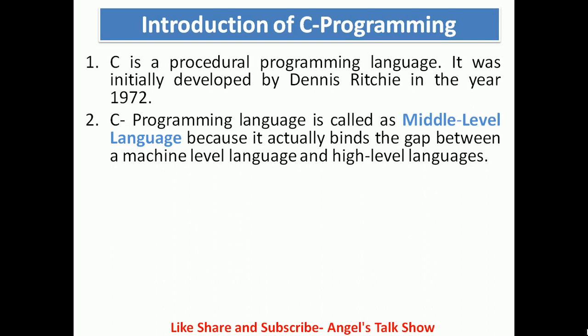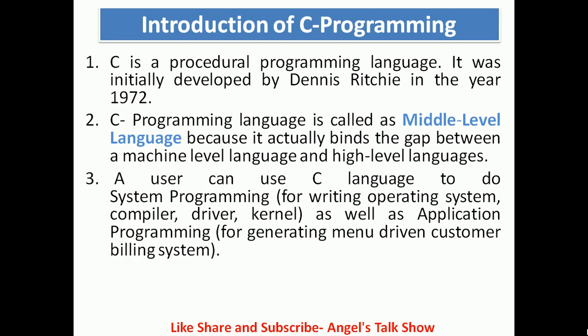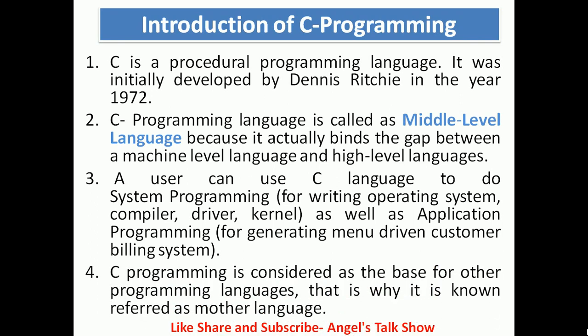A user can use C language to do system programming and can develop operating systems, compiler designing, drivers and the kernel of an operating system, as well as application programming. C programming is considered the base for other programming languages. That is why C language is also referred to as the mother language of all programming languages. This is the brief description of the C programming language.